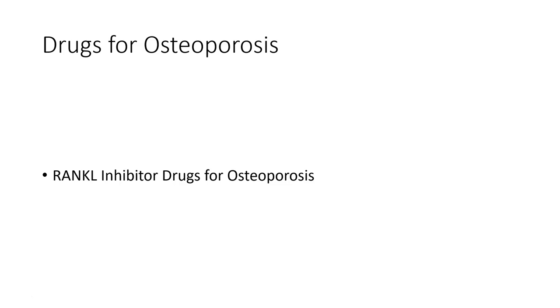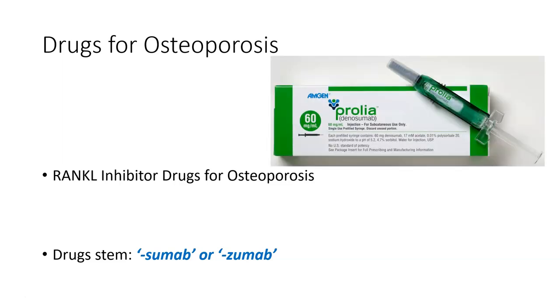So it's going to let the blast build up, but it's going to stop those clasts from coming in and breaking it down. These are also biologics. They're considered to be a monoclonal antibody, so they end in mab, but the RANKL inhibitors end in sumab or zimab. They kind of sound similar. And we have denosumab, which is Prolia, and this is given to postmenopausal women as well. And it's given subcutaneously.